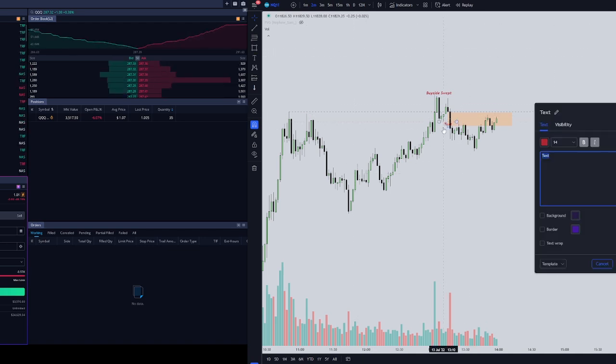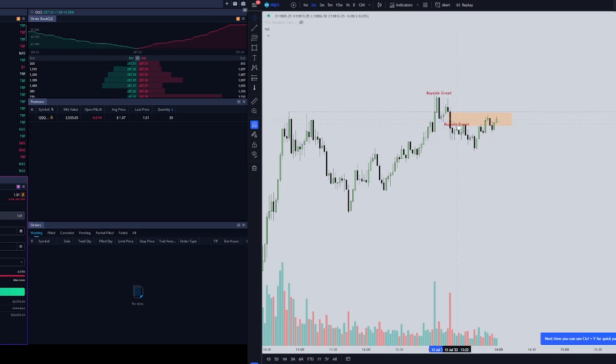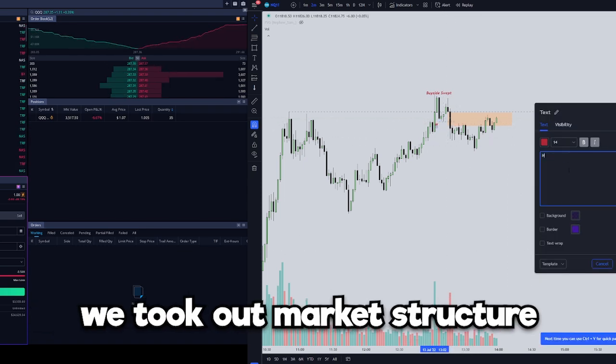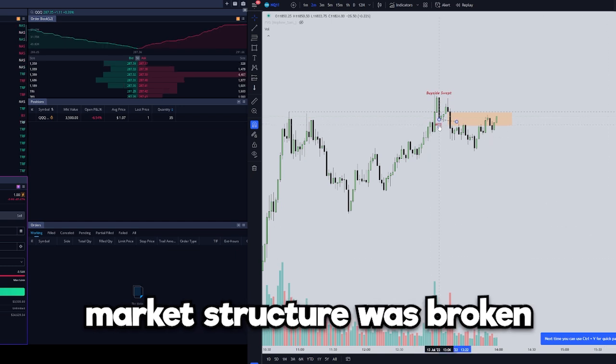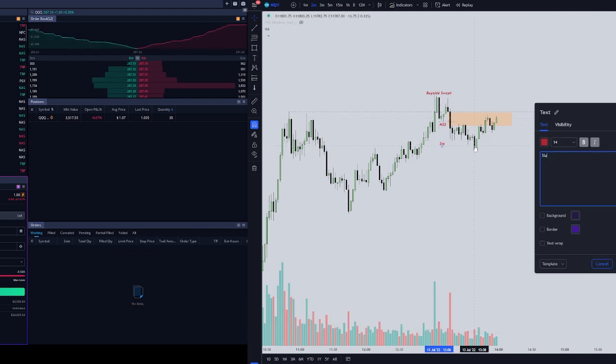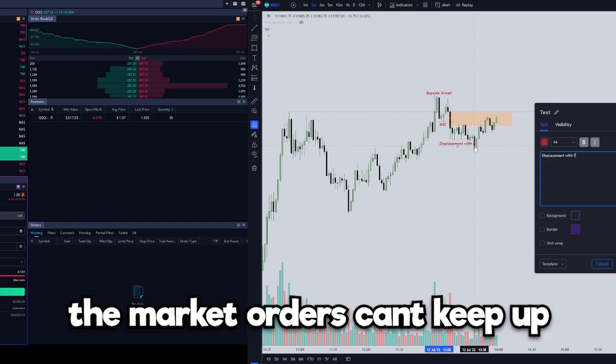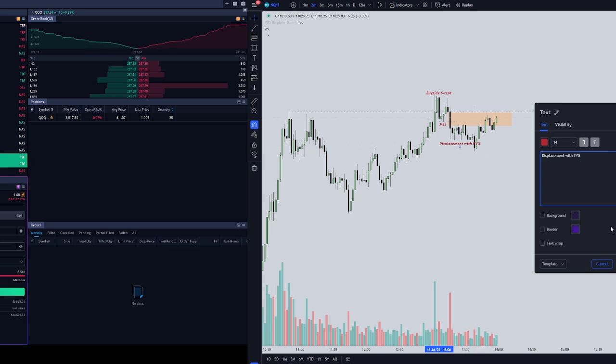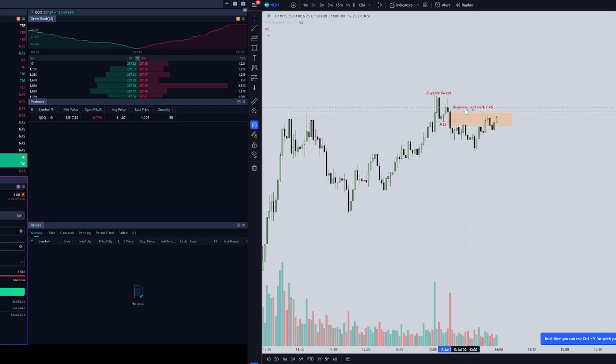So right now what you guys are looking at is we took out the buy side, and right where I'm drawing right now, we took out market structure. Market structure was broken, it shifted, and what it did was create a displacement. Now, displacement is a large move to the downside or upside where it creates an imbalance. It moves so fast that the market orders can't keep up, and that creates a fair value gap more times than not. And you guys can see that's where I drew it out.